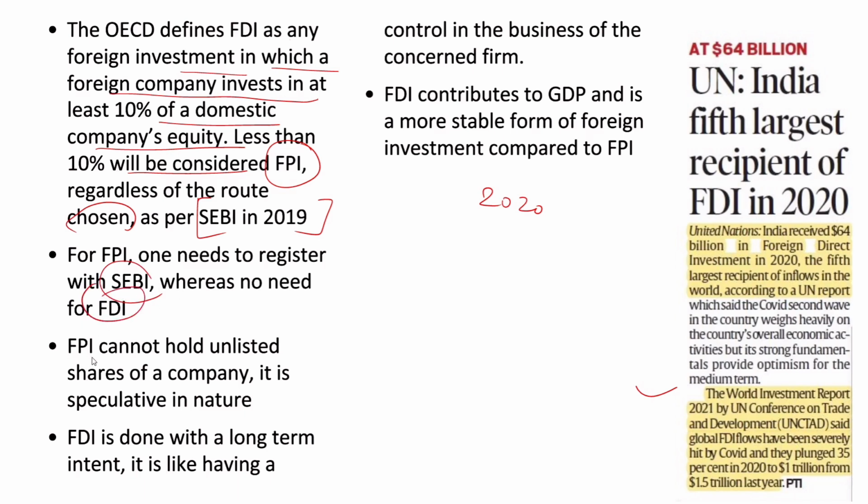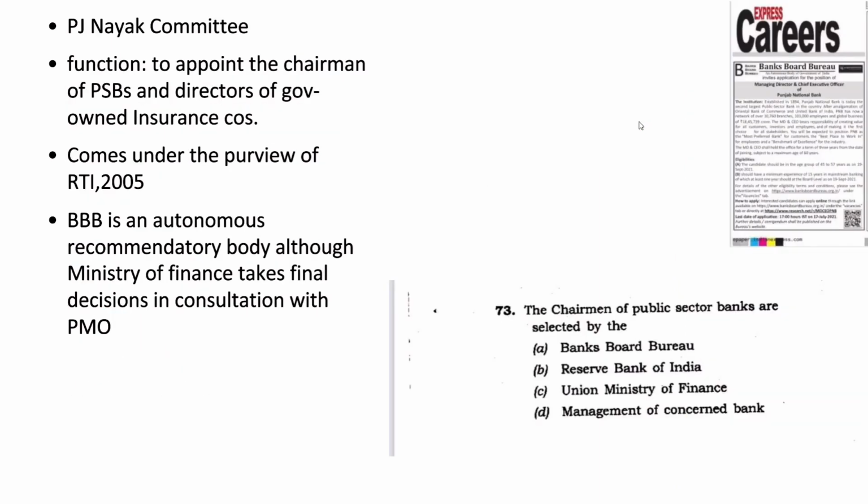FPI cannot hold unlisted shares of the company, and FPI is speculative in nature. On the other hand, FDI is done with a long-term intent. It is like having control in the business of the concerned firm. FDI contributes to the GDP of a nation and is a more stable form of foreign investment compared to FPI.